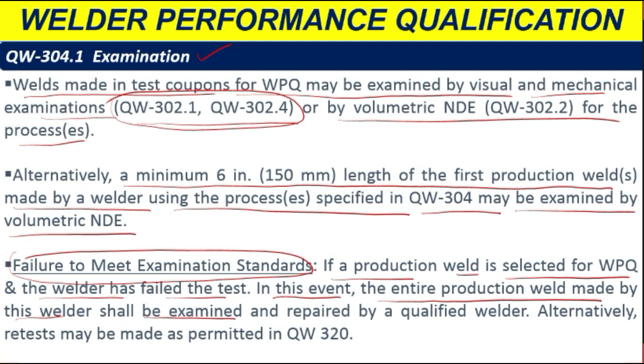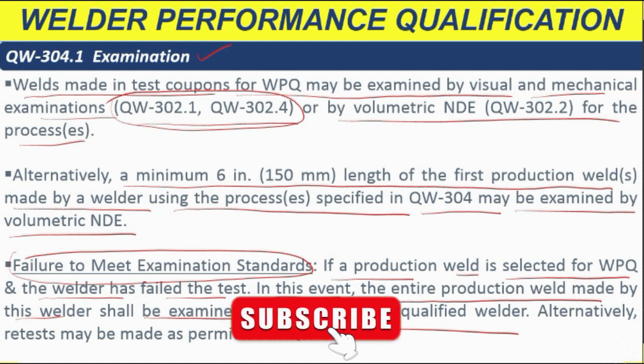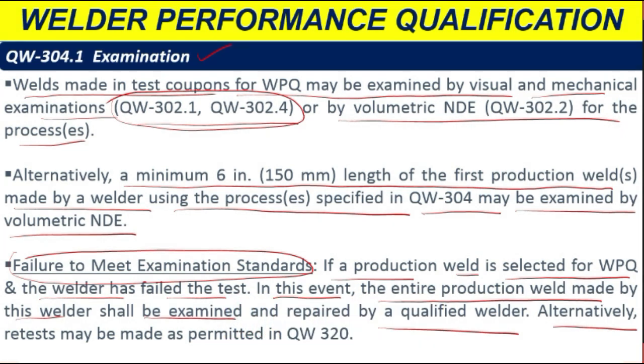Means if that welder has already done so many welds but they didn't check the first 150 mm of production welding, and that first 150 mm fails, all the joints of that particular welder should be examined again, and if there is repair, then you have to repair it with a qualified welder. You understand this one? Alternatively, a retest may be made as permitted in QW 320. So again, you have to retest that particular welder. So you understand QW 304.1.